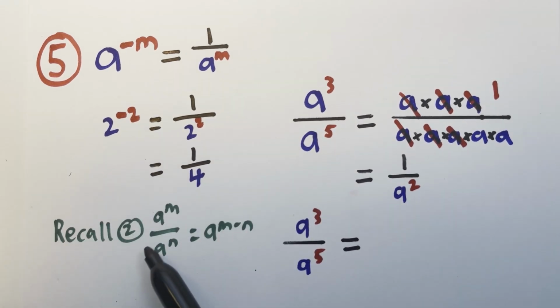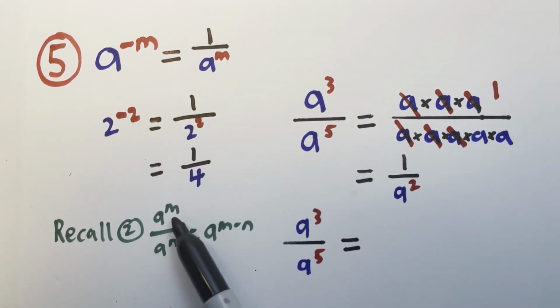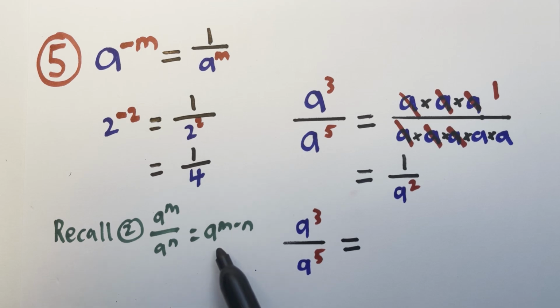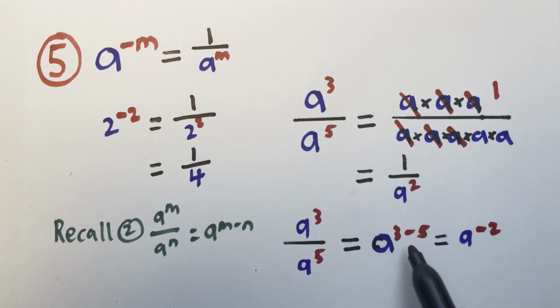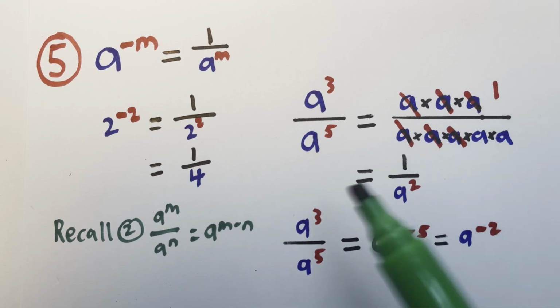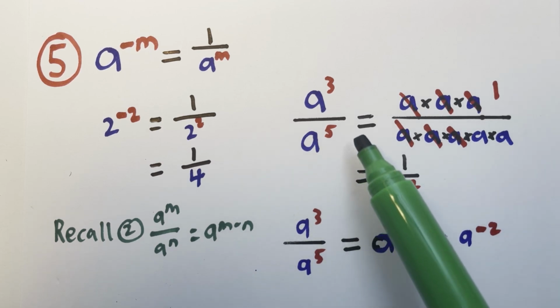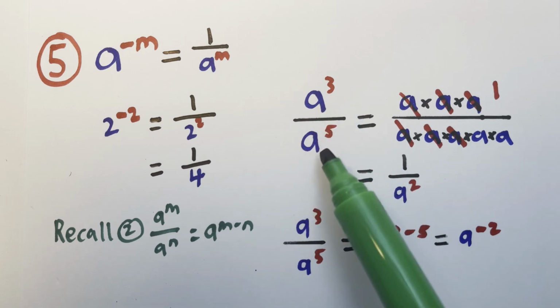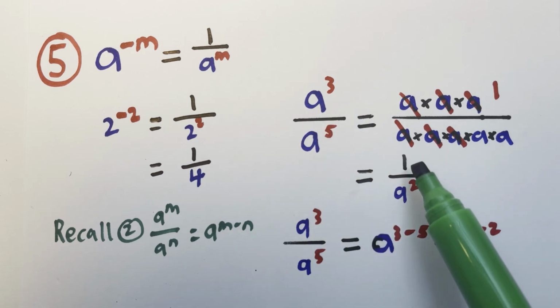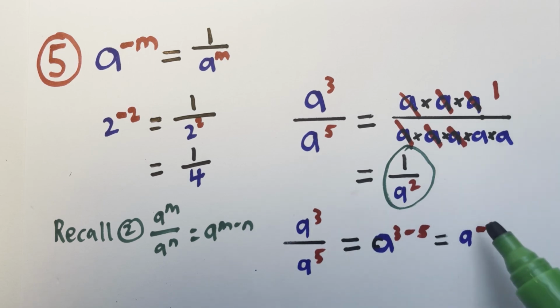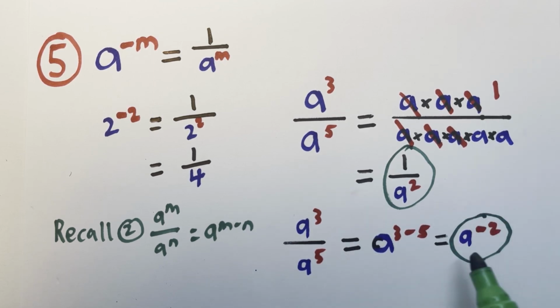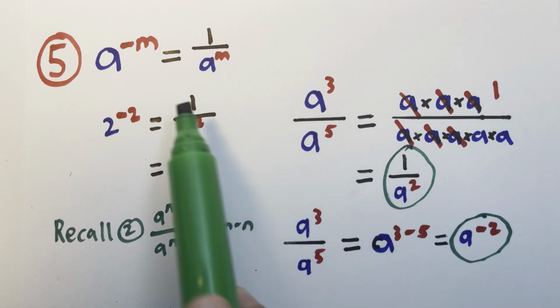Now think back to the second indice law that we covered. A to the m divided by a to the n is equal to a to the m minus n. We can apply this law to the same problem. Here again we can subtract the powers, 3 minus 5, to be left with a to the power of minus 2. Now we've worked out two separate expressions for the same thing. A to the power of 3 over a to the power of 5 is equal to 1 over a squared, and we've also worked out that it's equal to a to the power of minus 2. As a result, these two must be equal, and this proves our rule.